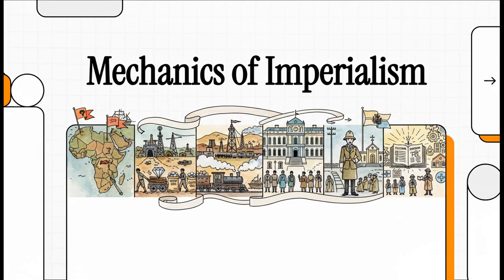All right, today we are breaking down a system that literally redrew the world map, modern imperialism. What was the actual plan? How did it work on the ground? We're going to dig into the blueprint that built empires.